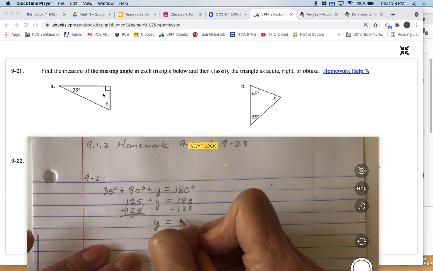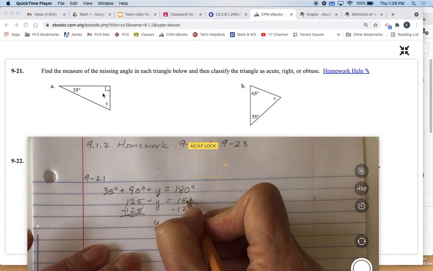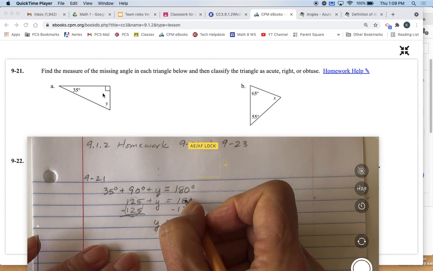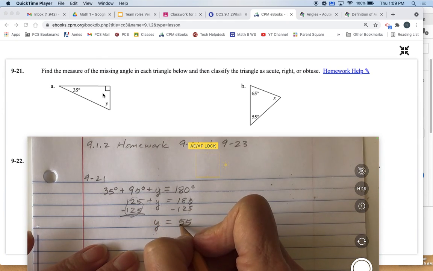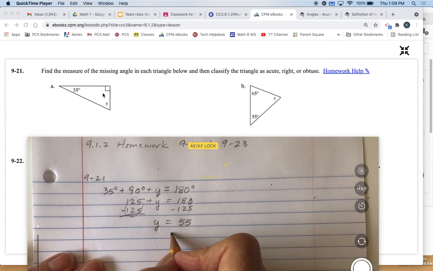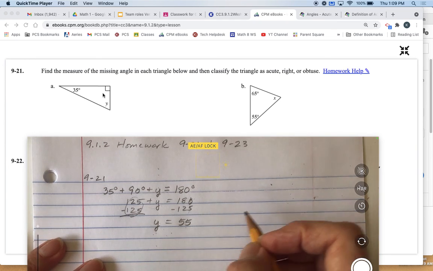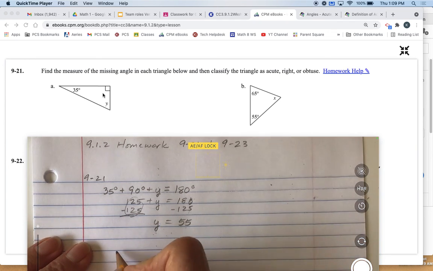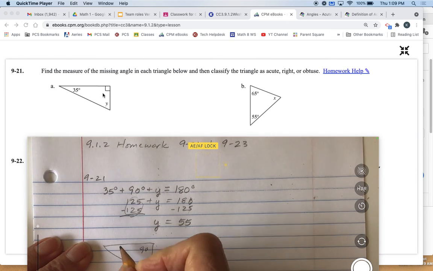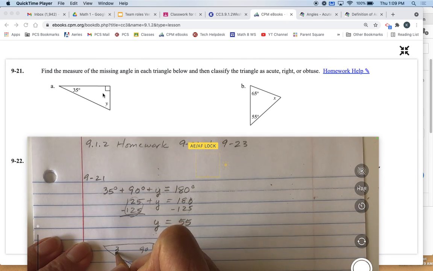Okay, so 55, because we would have to break up a 10 to subtract 5, so that would make that 70, and 70 minus 2 is 5. Okay, so we know now that y is equal to 55 degrees. All right, so now we know that we've got a triangle that has 90 degrees, 55 degrees, and 35 degrees.